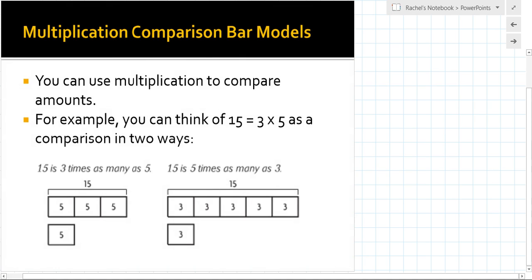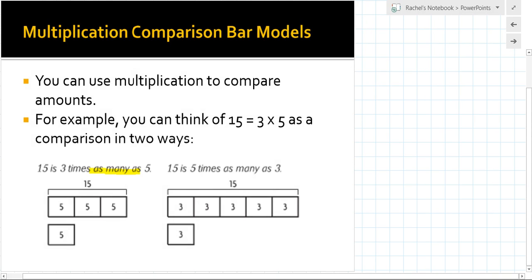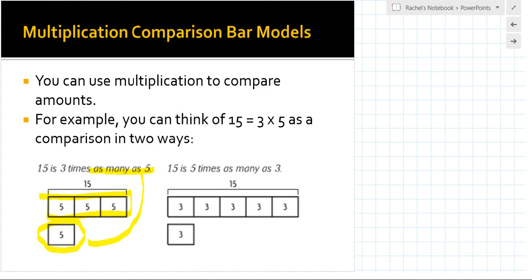For the bar models, this was the first time we looked at them today with multiplication, but we can use bar models to compare amounts. And in each of these examples, you see 'as many as.' So looking at 'as many as 5,' 5 is what we start with. 15 is 3 times as many as 5. So we start with 5 and then 3 times that. So in this model, you'll see the bar model is repeated 3 times, and we can represent it with that example.